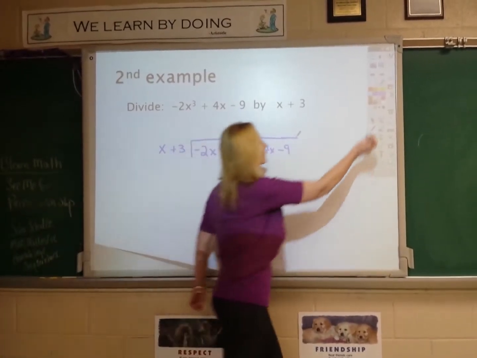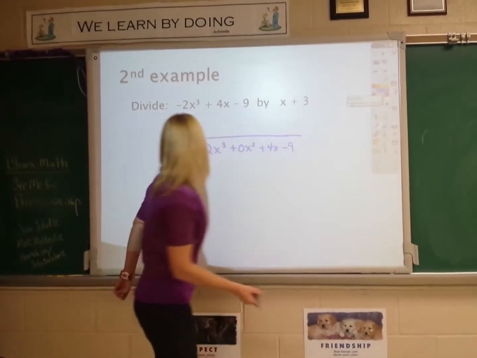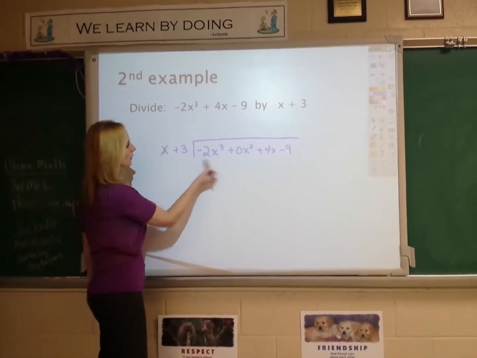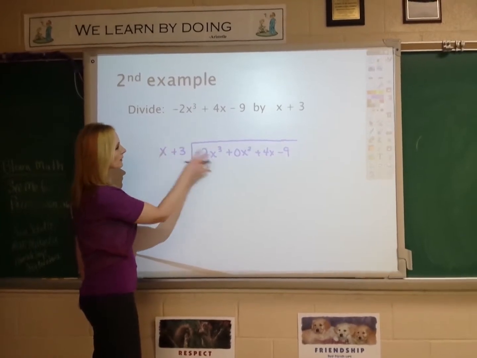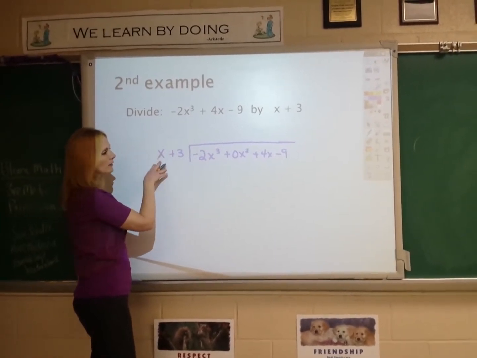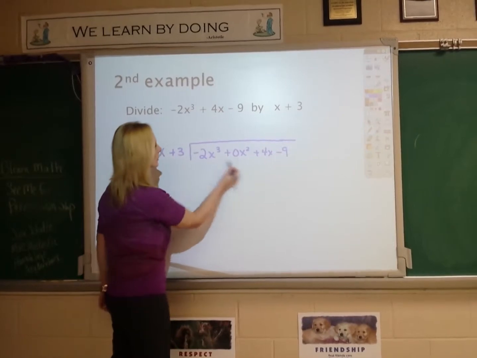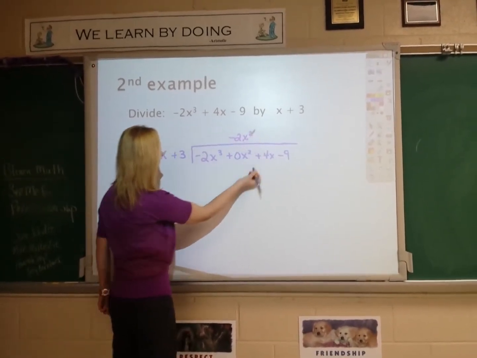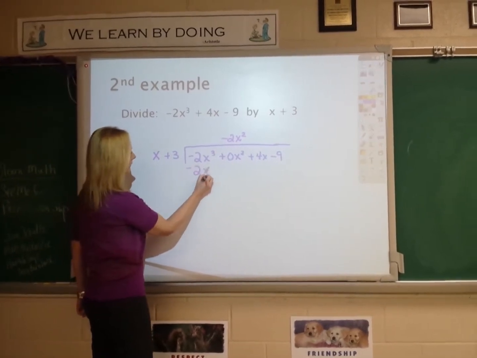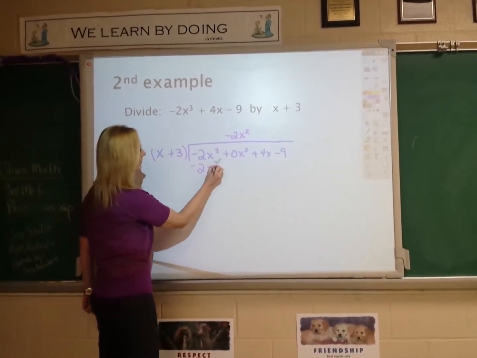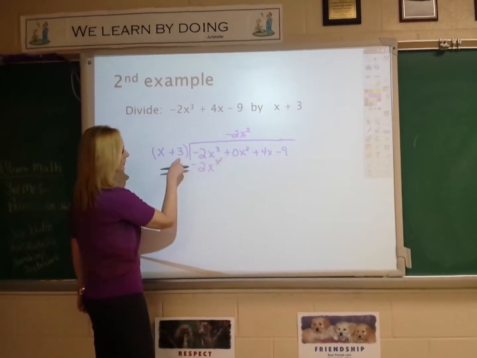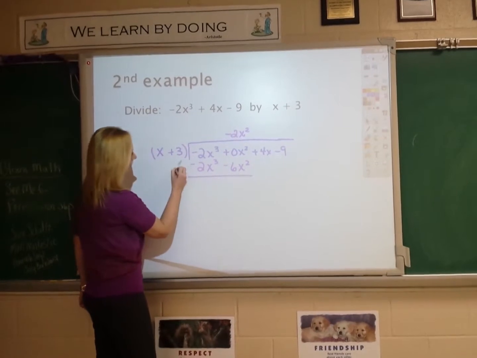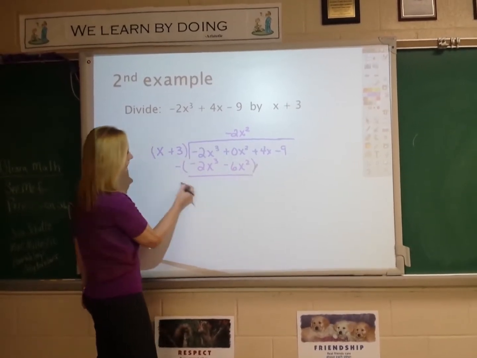Maybe I'll change colors this time, make it purple. Again, look for your first term, the highest power here, and ask how many more do I need to make an x cubed? I need an x squared and a coefficient of negative 2. I'm going to put it over this term, so that'll be negative 2x squared. Multiply these out, again using the distributive property. Negative 2x squared times 3 will be negative 6x squared. Subtract.